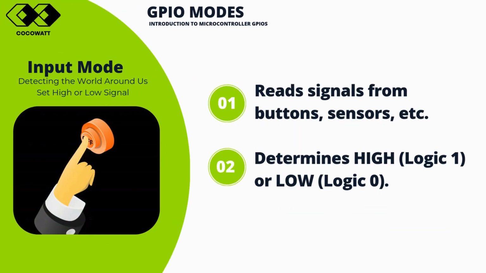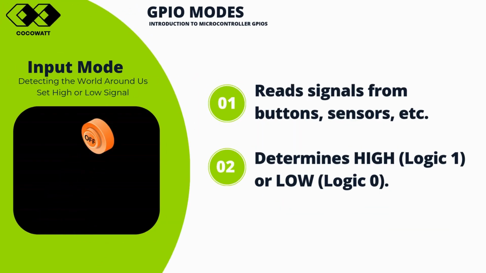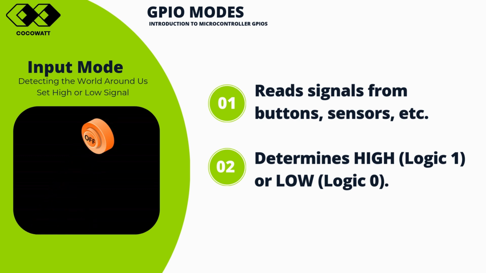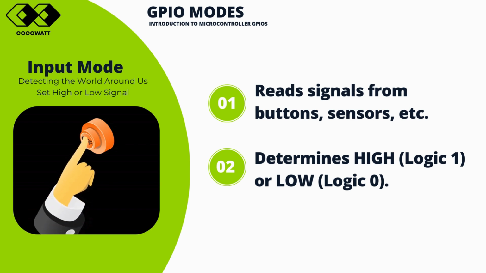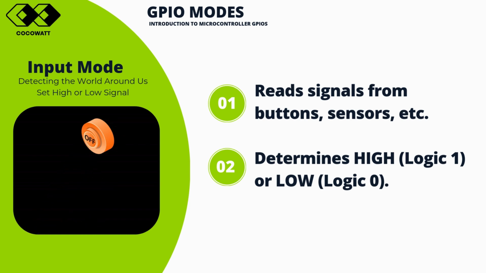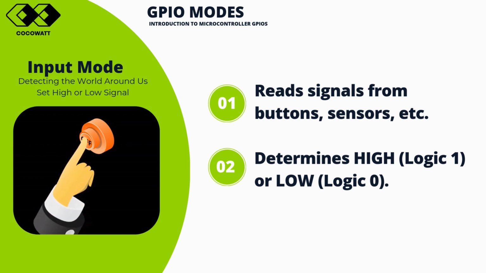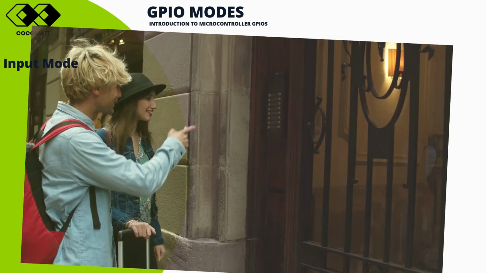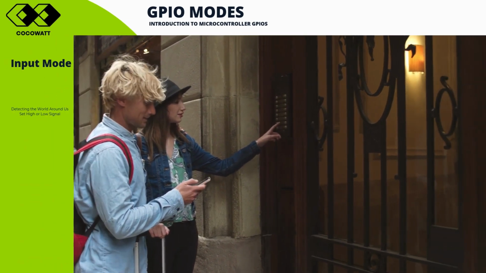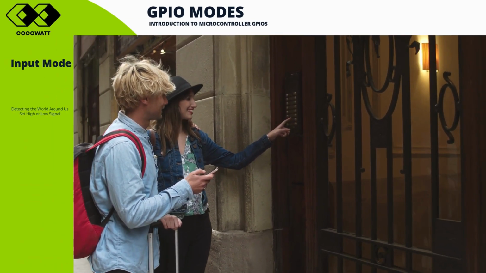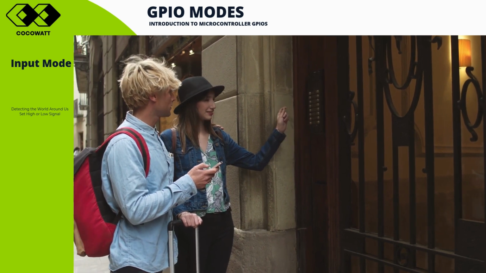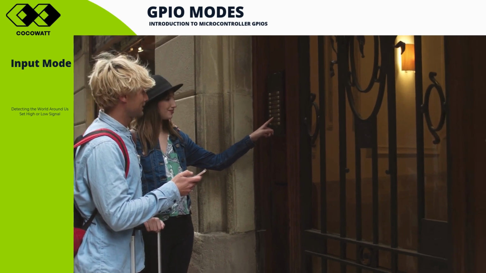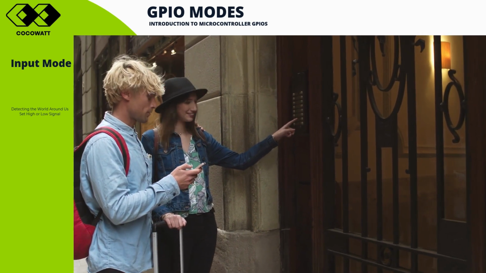In input mode, the GPIO pin is used to read signals from external devices such as switches or sensors. The voltage level at the pin determines whether the signal is high or low. This is incredibly useful when you want your microcontroller to detect user inputs like pressing a switch. Imagine you are building a smart home system. You want to detect when someone presses a doorbell button. The button is connected to a GPIO pin configured as an input. When the button is pressed, the GPIO reads a low signal and the microcontroller triggers a notification on your phone.